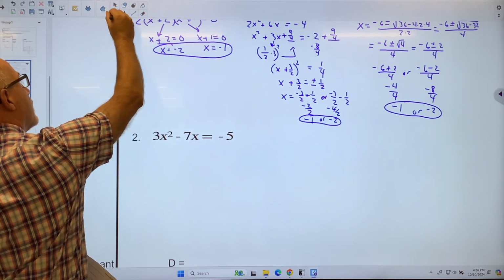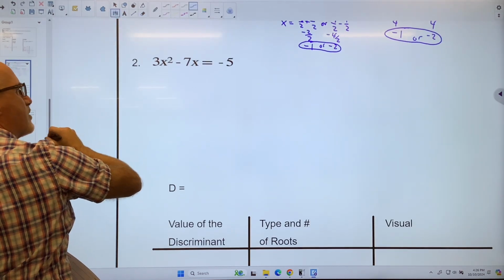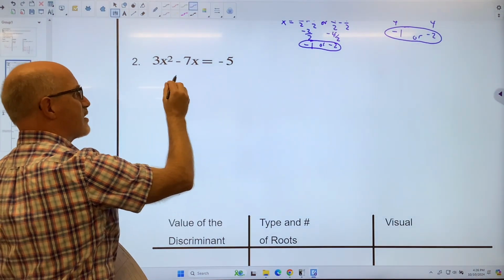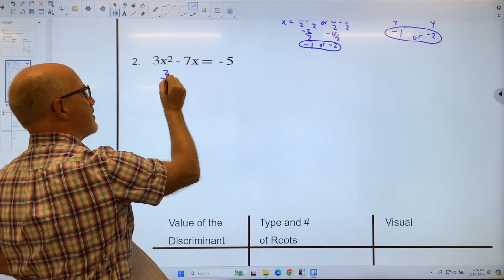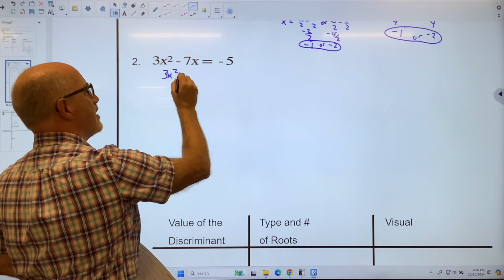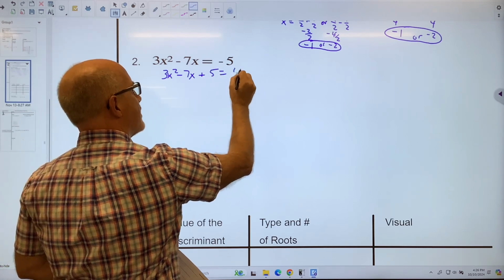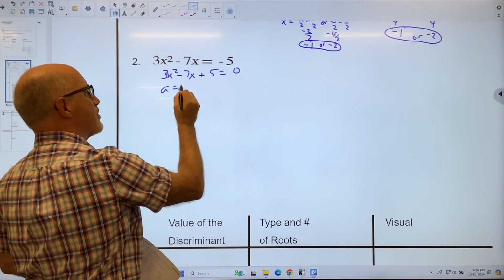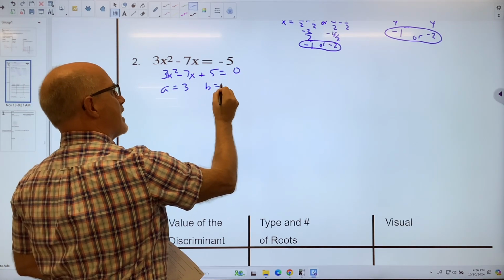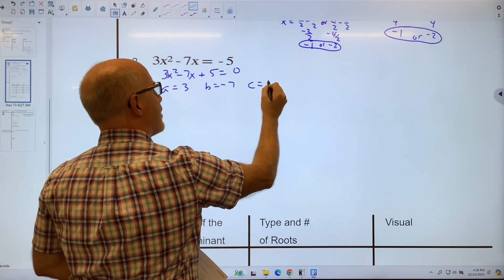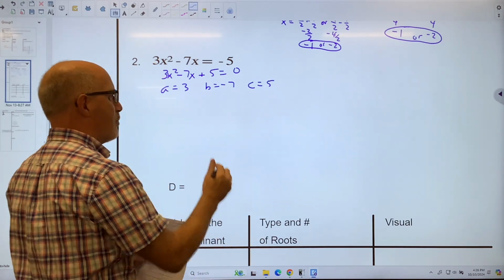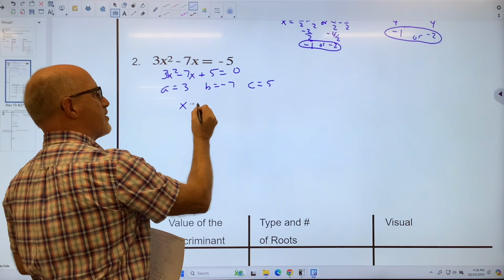Okay, so let's try this. 3x squared minus 7x equals negative 5. So we get 0 on one side first. That's a theme for solving equations, so add 5 to both sides. Then my a equals 3, my b equals negative 7, and my c equals 5. So we're going to put that into the quadratic formula to solve.